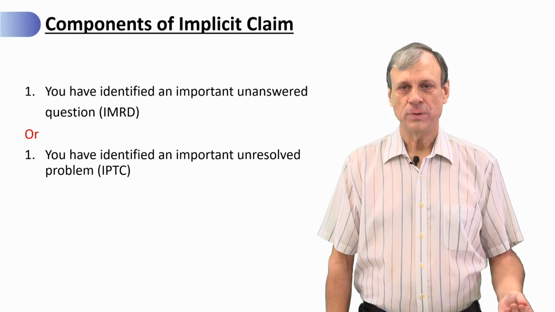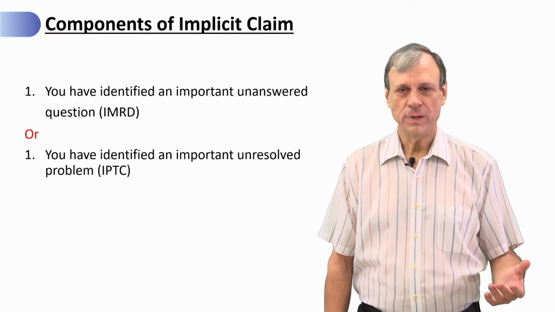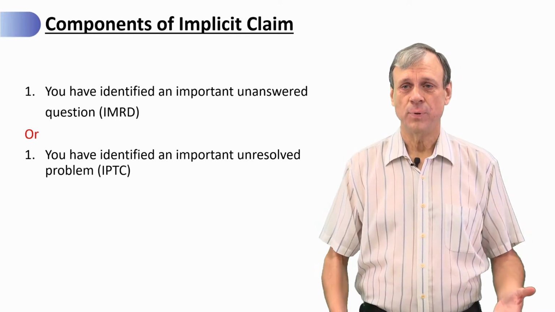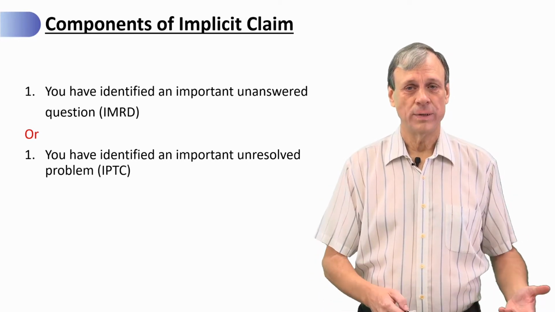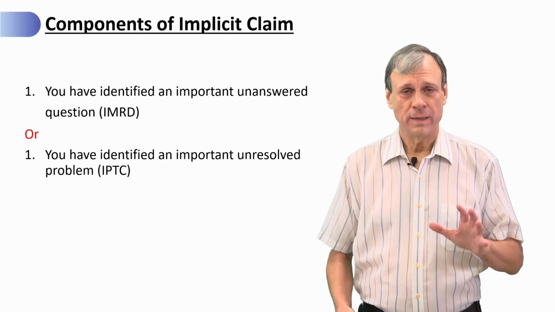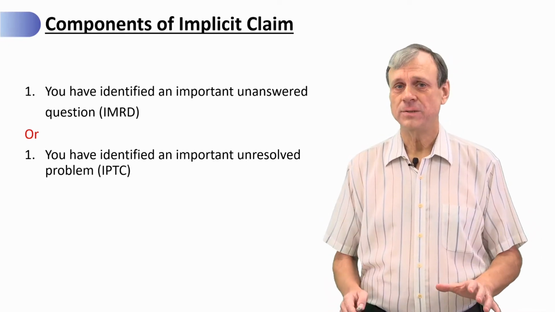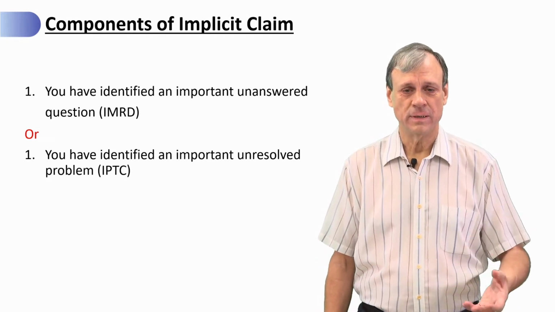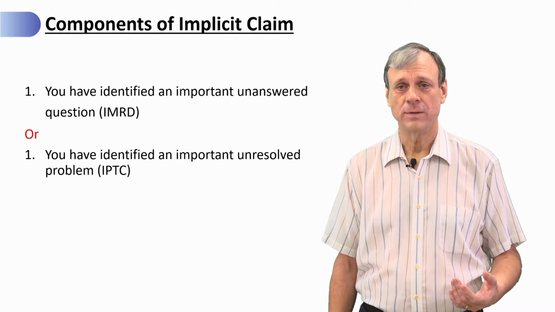So remember when you're looking at an article that the introduction is based on an implicit claim. In science, it's that you have an important unanswered question, or in engineering, that you have an important unresolved problem. Again, these are implicit. They're not stated directly in the article, but they form the structure. They guide the structure of the article.